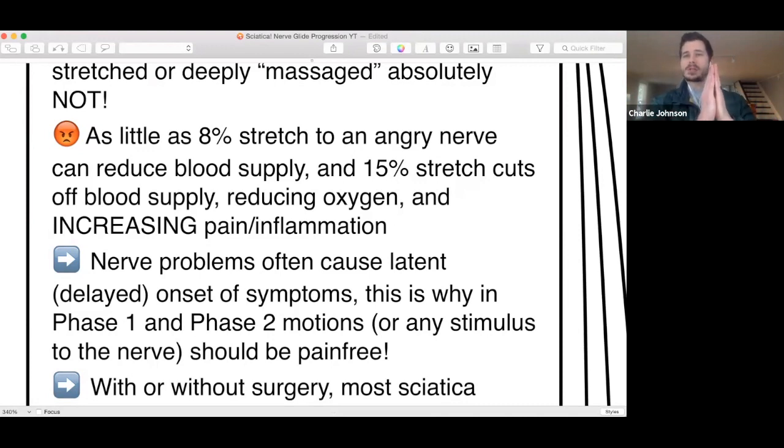Measure twice, cut once. Always start at a low level of aggression as you treat this problem, and then amp up the aggression as you see that you have an okay response. It's called latency. All right, they have a latent onset of symptoms.